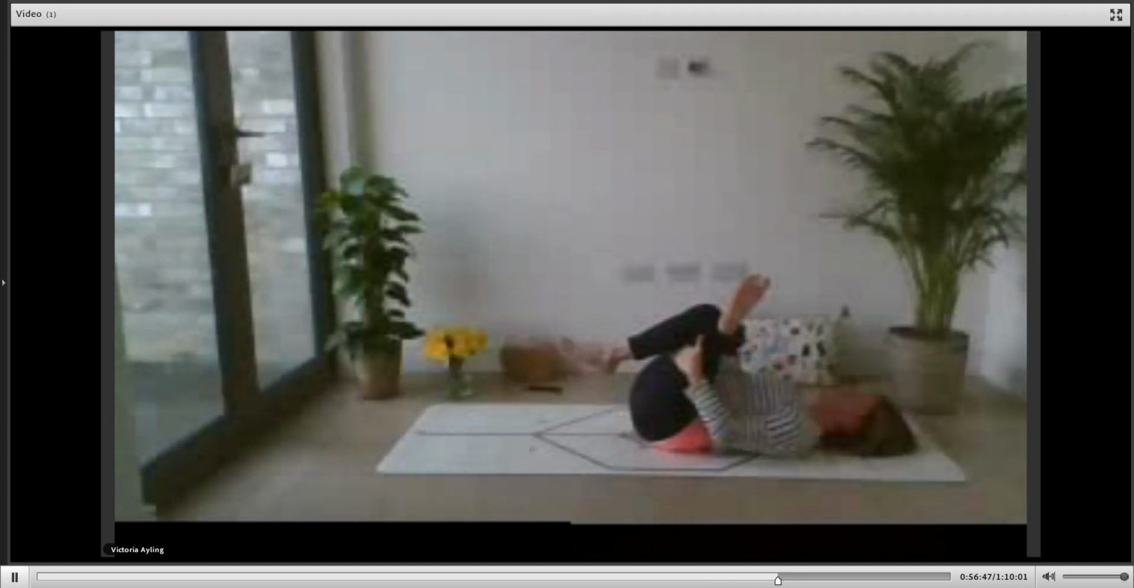Keep the shoulders relaxed, keep the breath relaxed. So this is a nice opening for the hips. It can get quite tight if you're sitting.